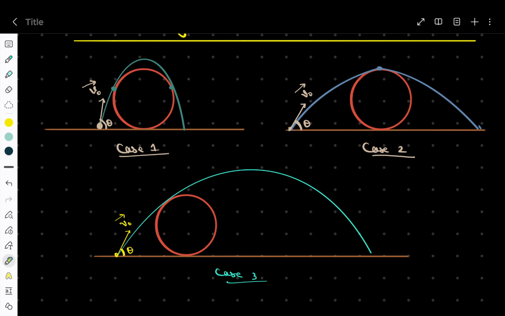So first of all, I would like to compare between case 2 and case 3. So clearly we can see that the max height reached in case 3 is greater than that in case 2, and also the radius of curvature at the max height in case 3 is greater than the radius of curvature attained at max height in case 2. So by looking at these two things, I can conclude that the speed requirement in case 3 would be greater than that in case 2. So we can easily abort case 3 from here.